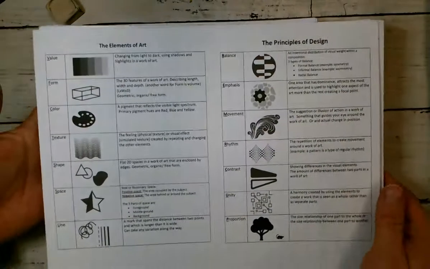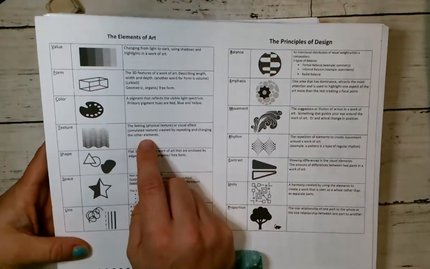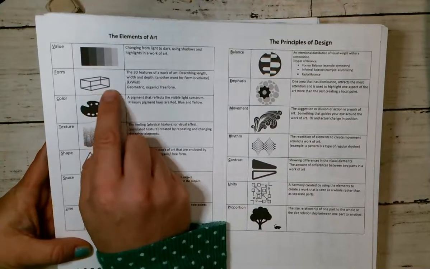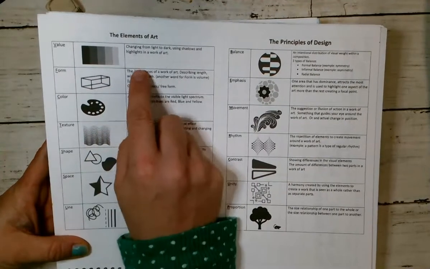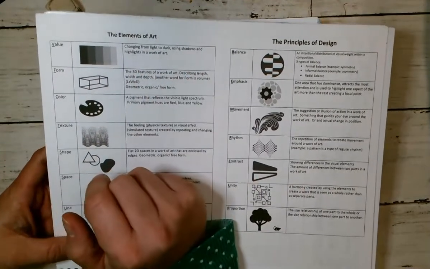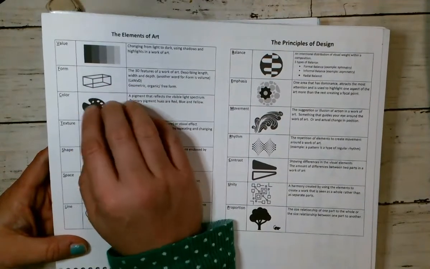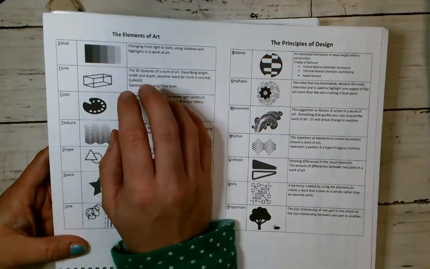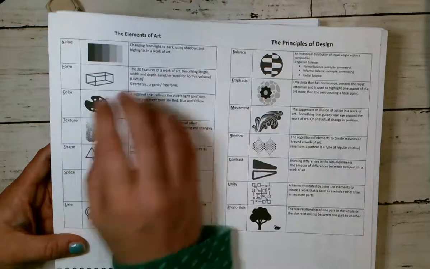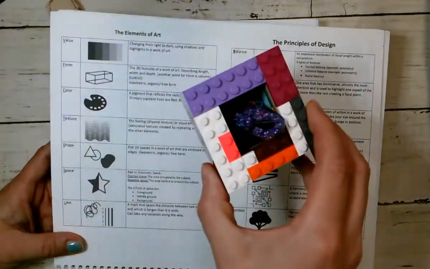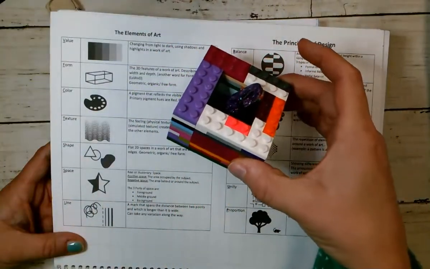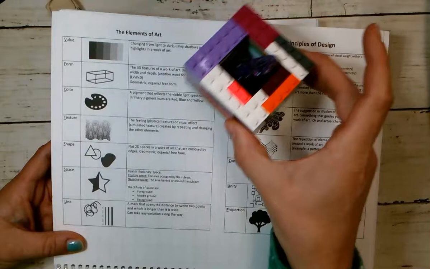In your journal on this page on the Elements of Art you'll see that form is right here. And there's the definition. We're going to write that down in a minute. I want you to know that form is about a three-dimensional work of art. So something that has the third dimensions. Here's a little box that my daughter made out of Legos. This is in 3 dimensions.